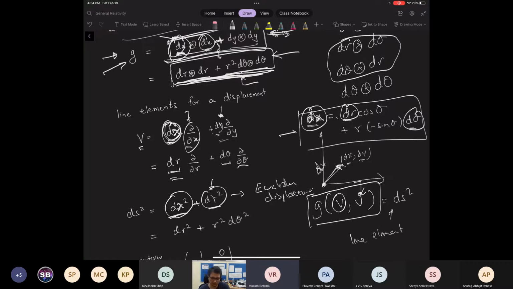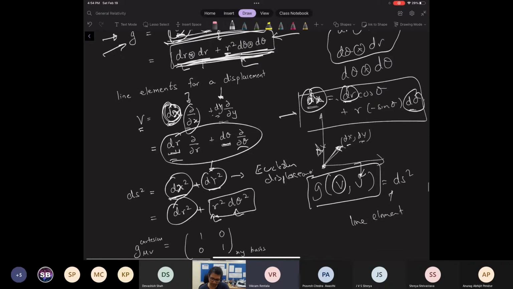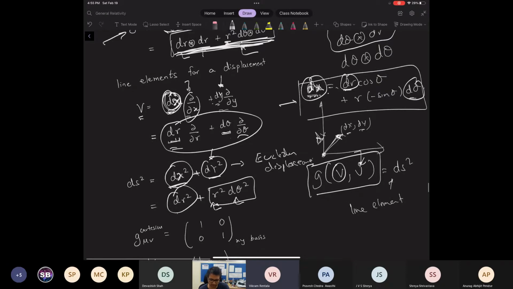So I applied dr tensor dr on v twice. The first time I pick out dr square. The second time the r square is pulled out, and I get a d theta square. And you can check, of course, that with this rule for the infinitesimal dx and dr, dx square plus dy square can obviously be expressed as dr square plus r square d theta square. So this is your standard displacement, either expressed in Cartesian coordinates as dx square plus dy square, or in polar coordinates as dr square plus r square d theta square.